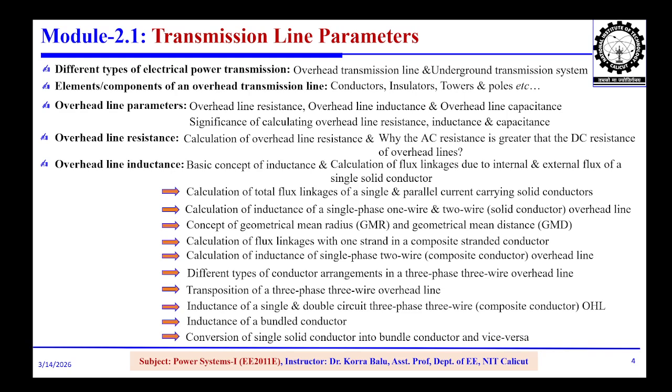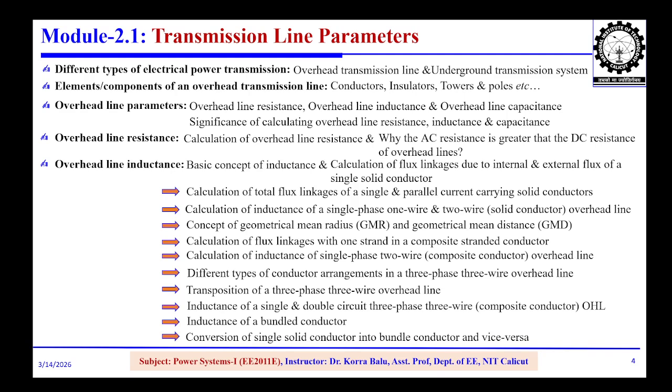Under module 2, it is again divided into four submodules: module 2.1, 2.2, 2.3 and 2.4. Under module 2.1 we will cover the transmission line parameters. First we will see the different types of power transmission through the overhead transmission line and underground transmission line, and the different components associated with overhead transmission lines: conductor, insulators, towers and poles. And we'll see the overhead line parameters.